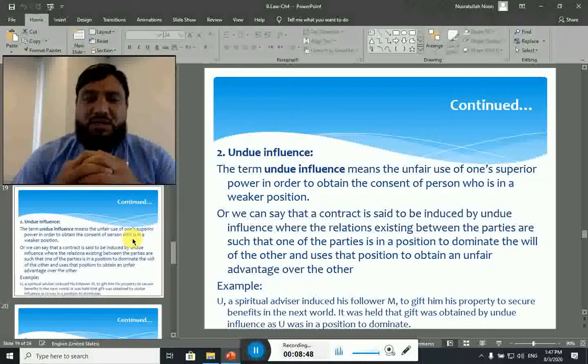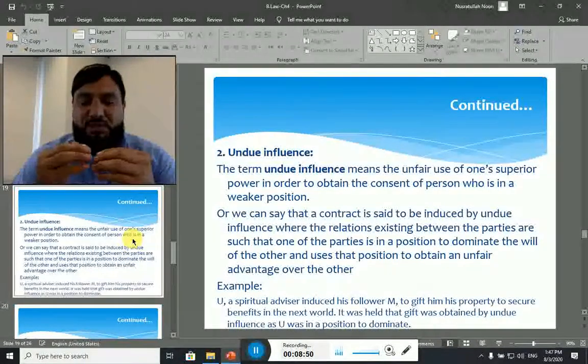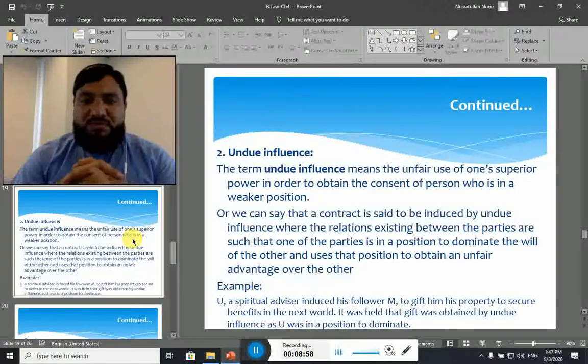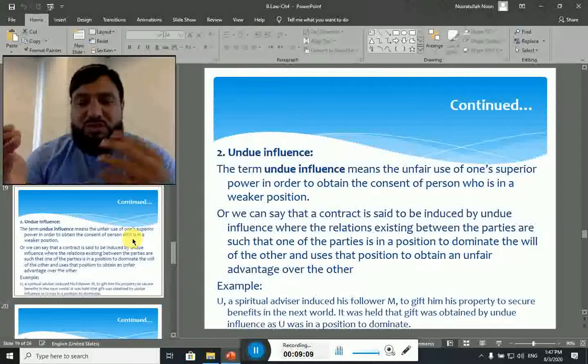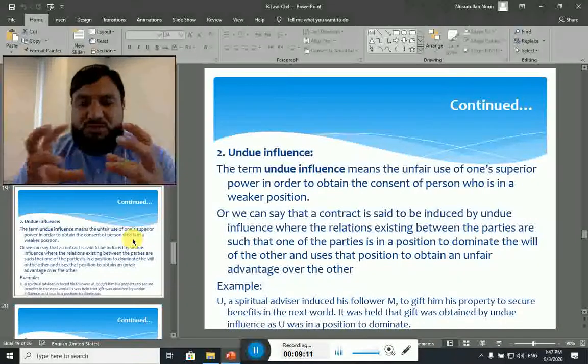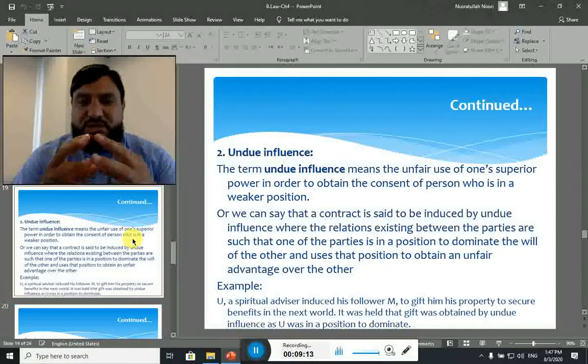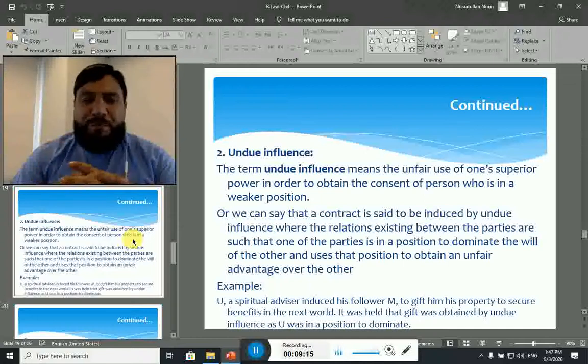Similarly, in a situation between a spiritual advisor or leader and his follower, there is a possibility of undue influence. Similarly, in a deal between a leader and his subordinate, or a supervisor and subordinate, there is a chance, a possibility of undue influence.